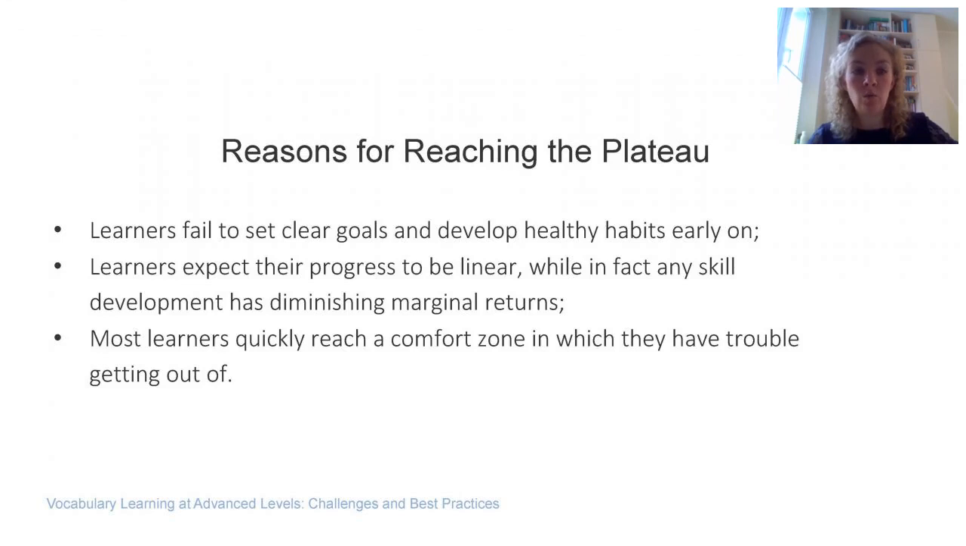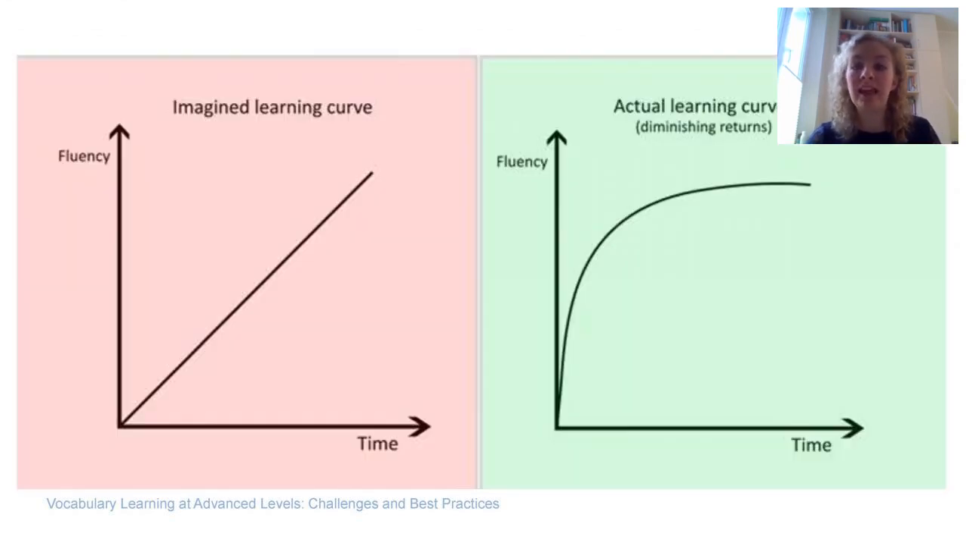Right. If we can illustrate that, it's going to look like this. On the left, you see an imagined learning curve. This is what we expect to have. But on the right is the reality. As you see, it is quite different from what we would like to have. And the progress is really not linear.